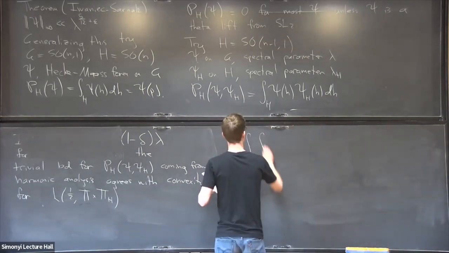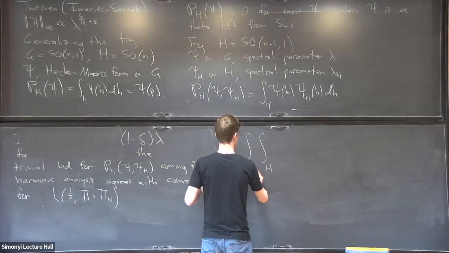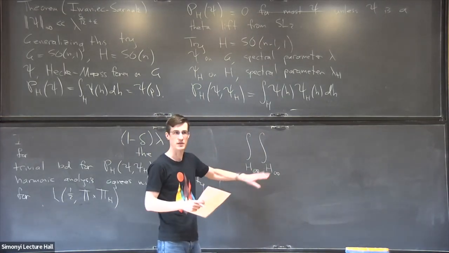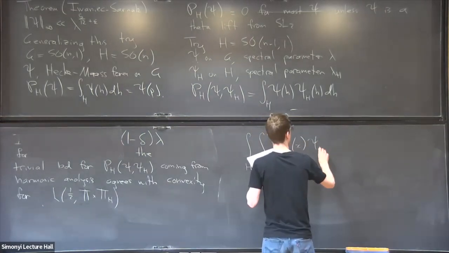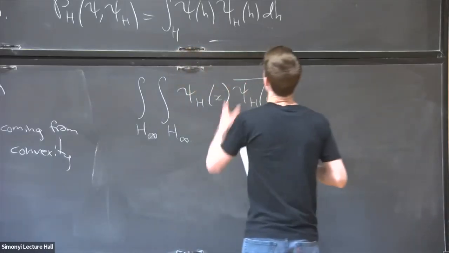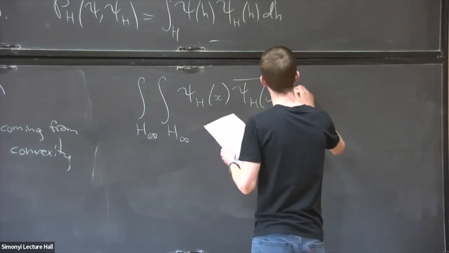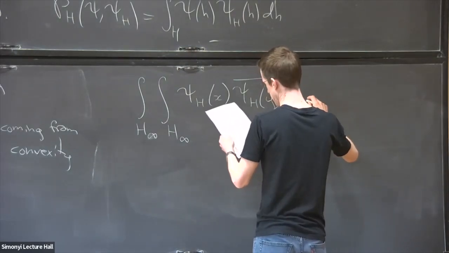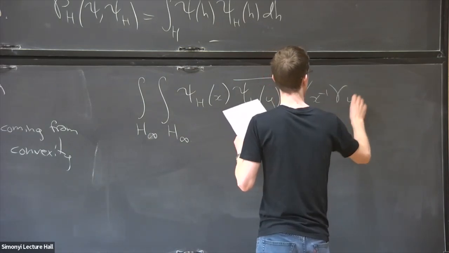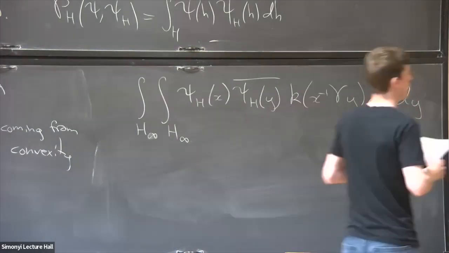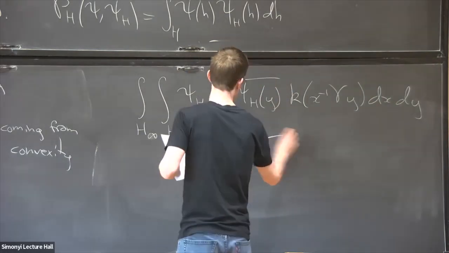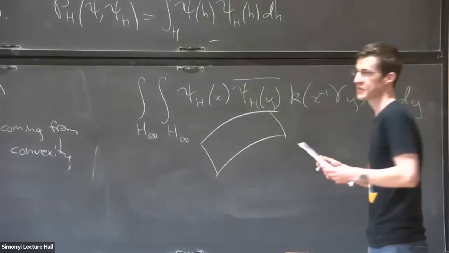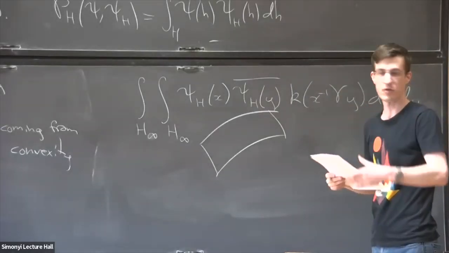So I have two copies of H, and just to be clear, I'm working at infinity. This is an Archimedean integral. So I have my eigenfunction on my hyperbolic subspace. I have two copies of that integrated against this kernel, which is a similar kind of thing to what I was taking here. It's maybe best to draw a picture of this. So gamma is again some kind of rational element showing up in my Hecke operator.